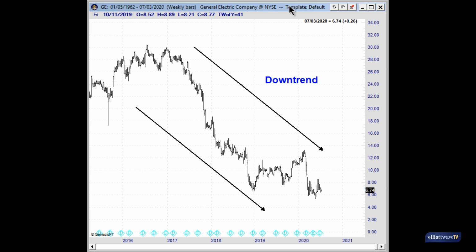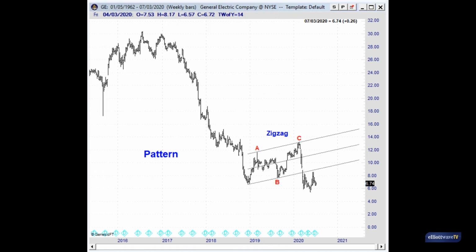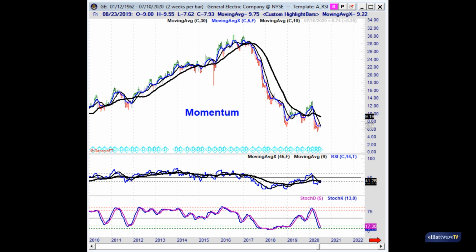Now next, I want to focus on the pattern. What we actually saw transpire through much of 2019 was, if you're familiar with the wave principle, specifically a zigzag. This is a 5-3-5 pattern, and this is a corrective wave pattern, or more importantly, a counter trend price move. Next, I want to focus on momentum.